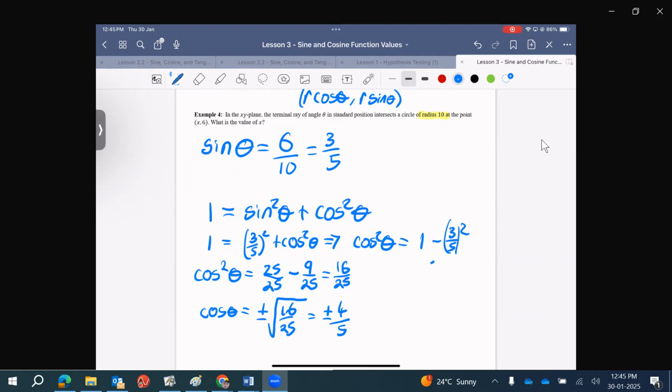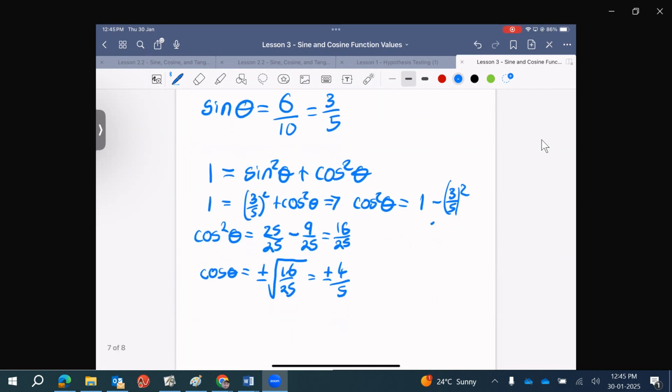So lastly, we're asked to find the coordinate x. Now x is equal to r cosine theta, which is equal to 10 times plus minus 4 over 5, which is going to be plus or minus 8.